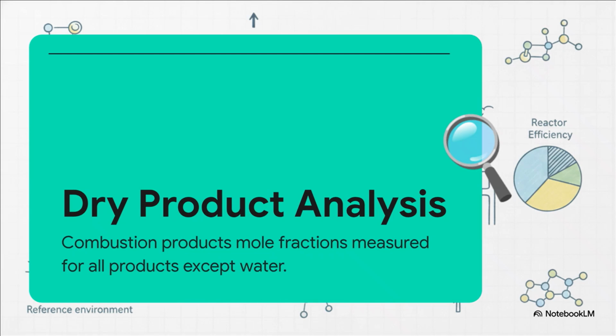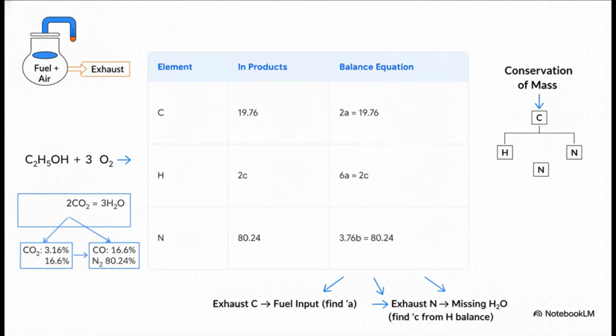However, the water vapor in that exhaust loves to condense while we're trying to measure it, which throws off the reading. So to get around this, engineers use a clever trick called a dry product analysis, which basically means we measure all combustion products except for water. This gives us a reliable dry baseline. But it creates a tricky little puzzle. If you don't know how much water has been produced, how do we find our starting air and fuel?